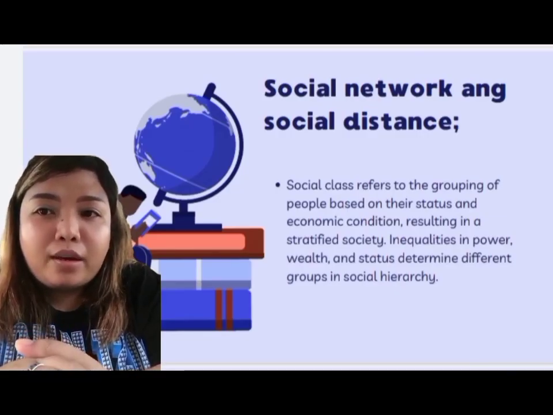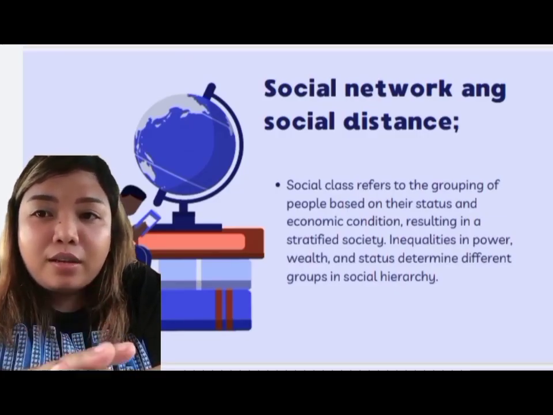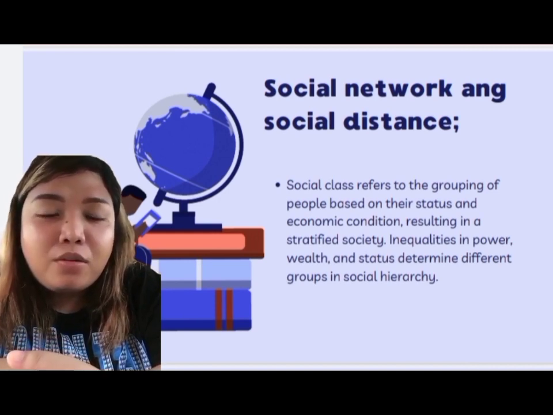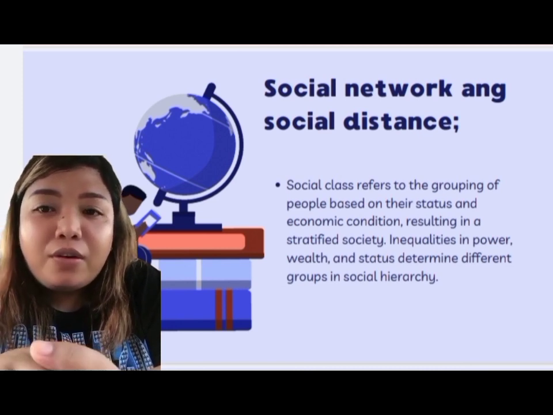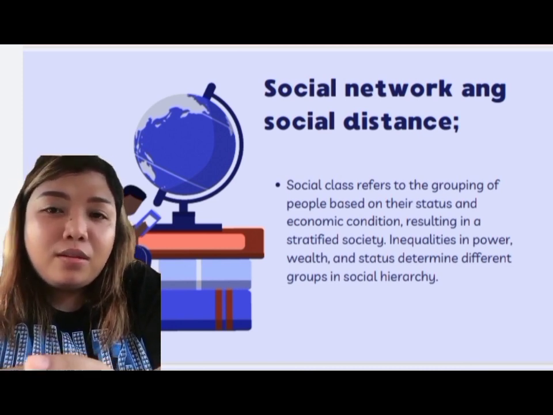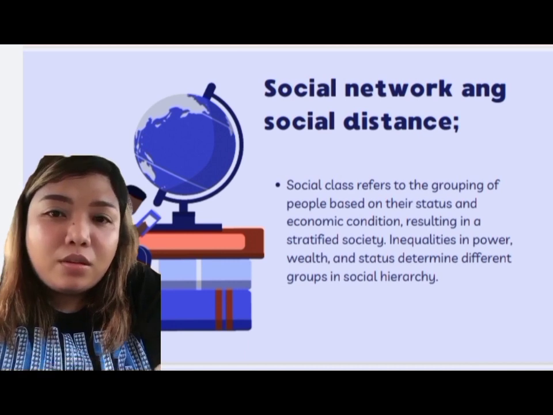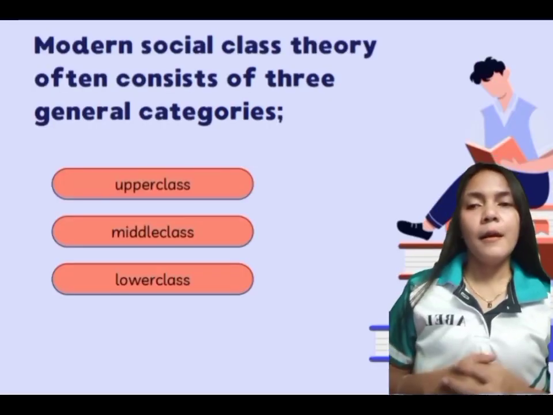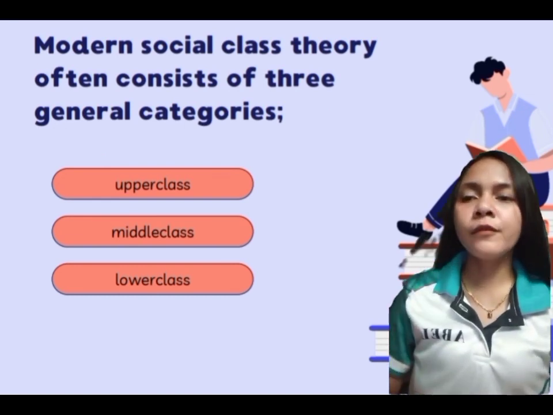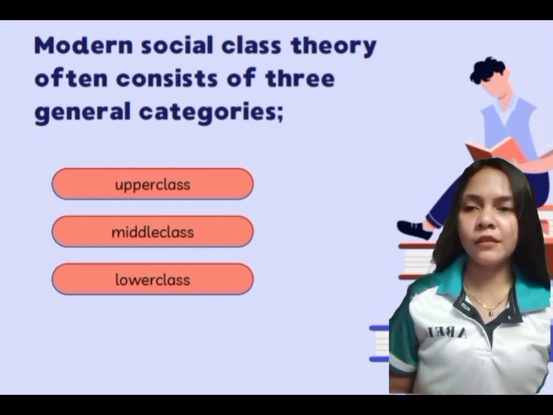Social network and social distance. Social class refers to the grouping of people based on their status and economic conditions, resulting in a stratified society. Inequalities in power, wealth, and status determine different groups in social hierarchy. Modern social class theory often consists of three general categories.